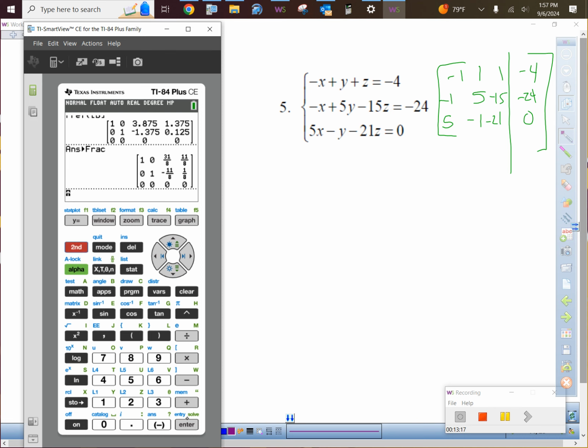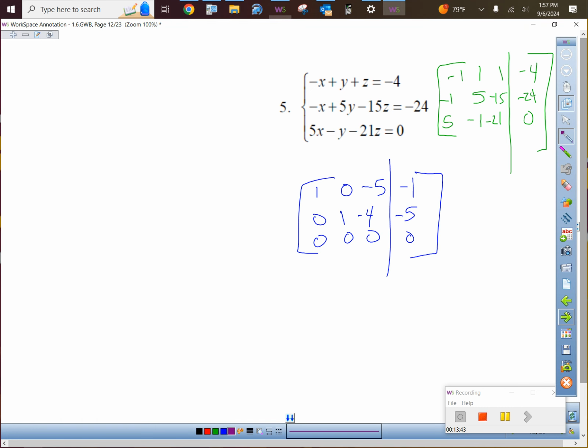If I hit previous entry, it's going to say, hey, change your answer to the fraction. But if I hit it again, it's like, oh, you want your previous entry? My previous entry was reduced row echelon form on matrix B, so I can do it that way. And I got this, right? What I'd like you to decide with your neighbor is, is there one solution to that, no solutions to that, or infinite solutions to that?